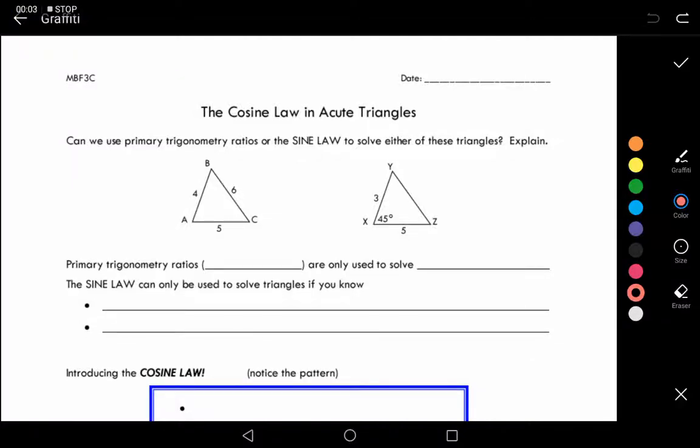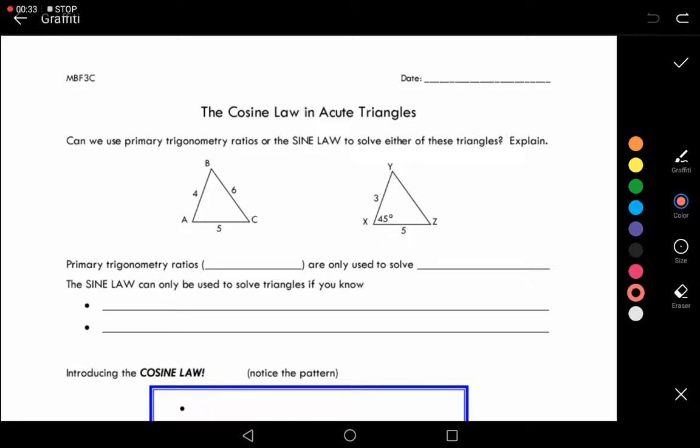This is the last formal video lesson for our trigonometry unit. So in this last note, we will be talking about the cosine law in acute triangles. Just a reminder that an acute triangle just means that all of the angles are under 90 degrees. So it's not a right angle triangle where there is a right angle, and it's not an obtuse triangle where we have an angle that is larger than 90 degrees.